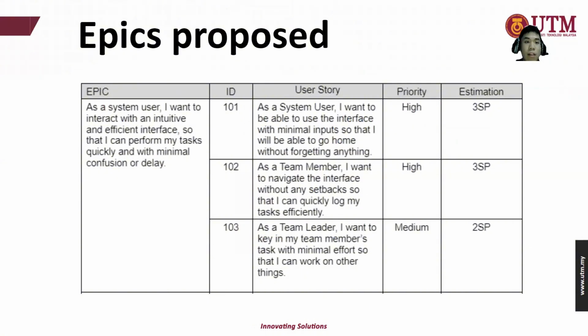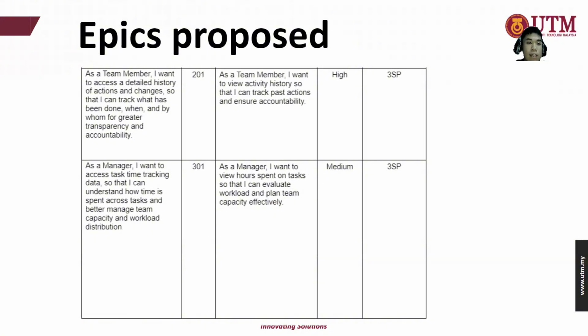So next, I will talk about the epics that we propose for this problem statement. For our first epic, we created an intuitive and efficient interface so that the system user can perform tasks quickly and with minimal confusion or delay. As for our second epic, we created a detailed history of actions and changes so that the team member can track what has been done, when, and by whom, for greater transparency and accountability.